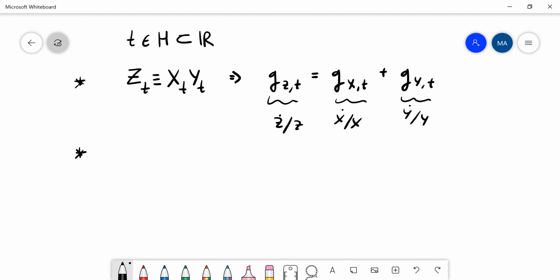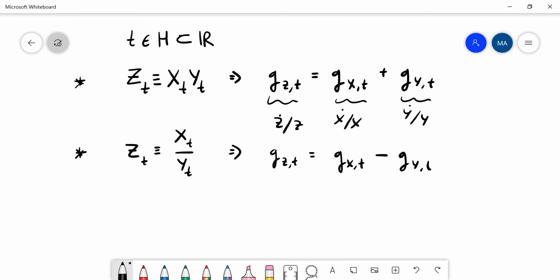Now, as a corollary, you should be realizing that when z(t) is defined as the ratio of x(t) and y(t), you will have this, right? Minus g_y(t). The proof is the same because you can write y(t) as y(t) to the minus 1, define it as w(t), and then you do the rest, okay?